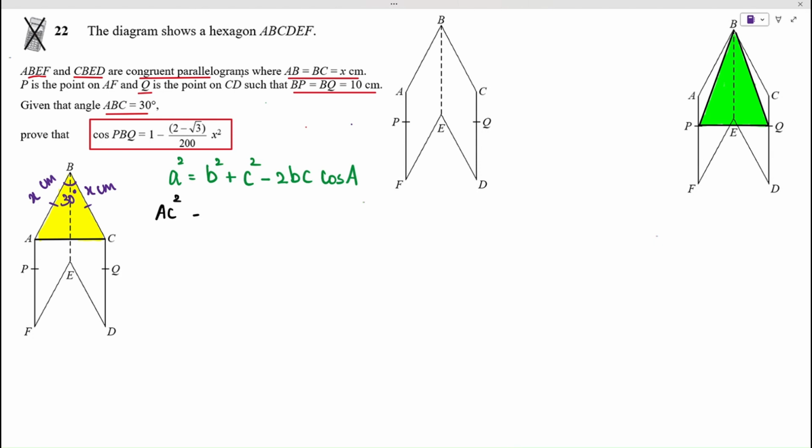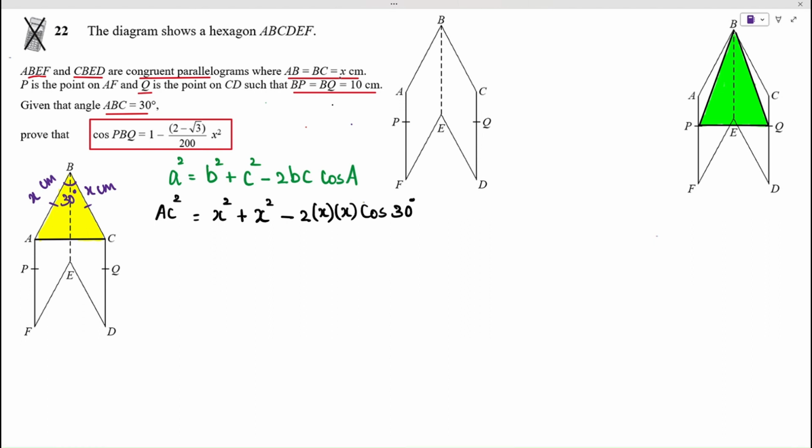So we're trying to find the length of AC, and AC we have as a. So AC squared is equal to, so our remaining two sides, AB and BC, are both x centimeters. So we have x squared plus x squared minus 2 times x times x times cos of 30. So this is a non-calculator question as well. So you would have been asked to memorize certain values.